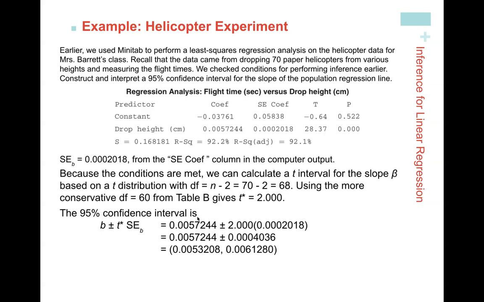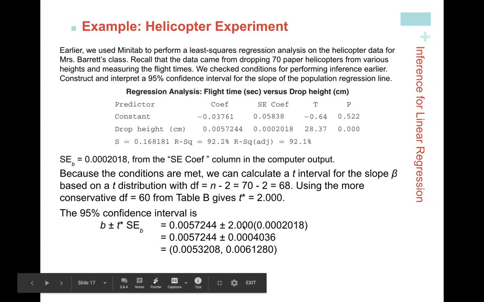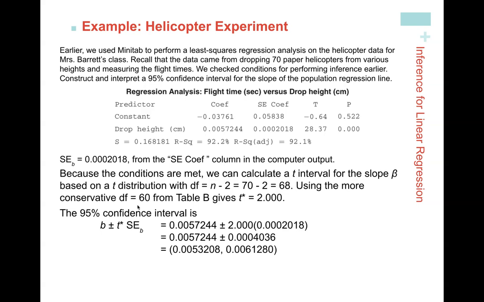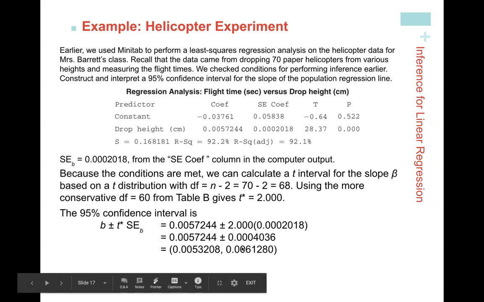So here's our interval. Here's little b, that's your point estimate, or your statistic, plus or minus 2. There's your t star, 2 with 60 degrees of freedom, which is what we used: 70 minus 2 is 68, or 60 since we're using the table. In your calculator, you would actually just put in 68. And then right here is your standard error, which came from the table. So we love Minitab output. It's basically just plugging the numbers into the correct spots. Then go ahead and do the math. There it is.